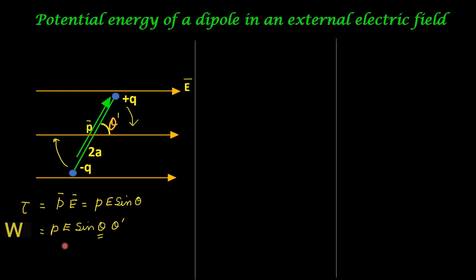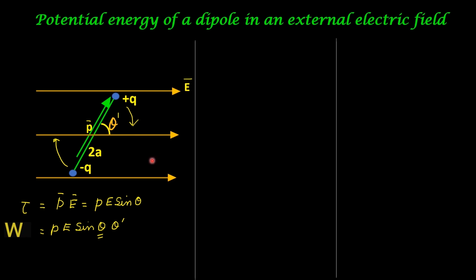Torque, as I said earlier, is PE sin theta. P and E are constant, but this theta goes on changing. Therefore, torque is always changing. Therefore, work has to be calculated by integrating the delta W, or the small work done for each little bit of angle through which it is turned.